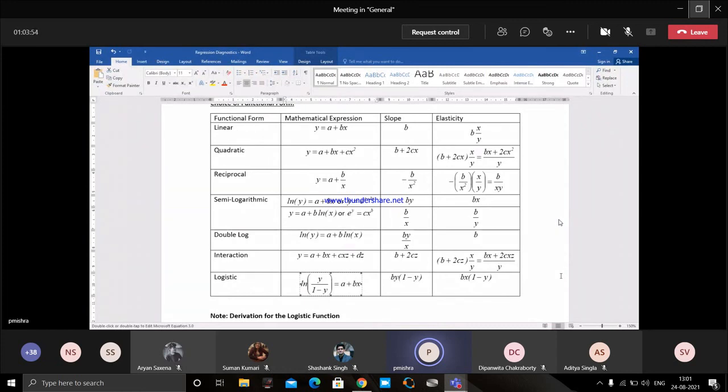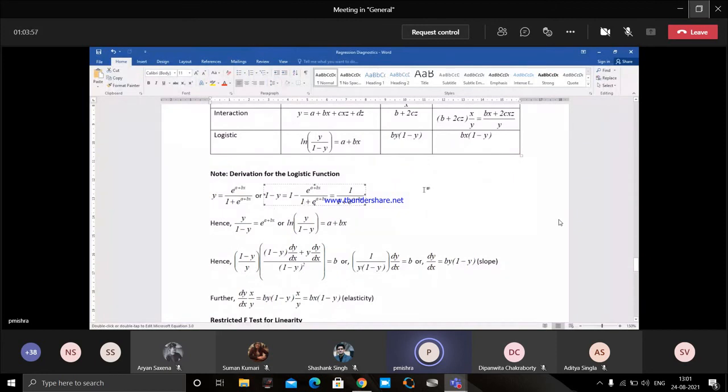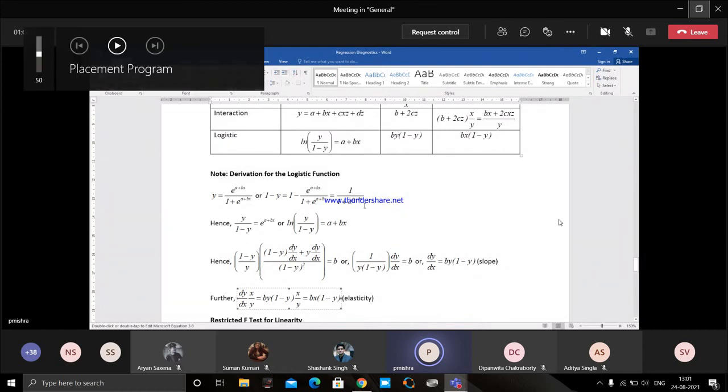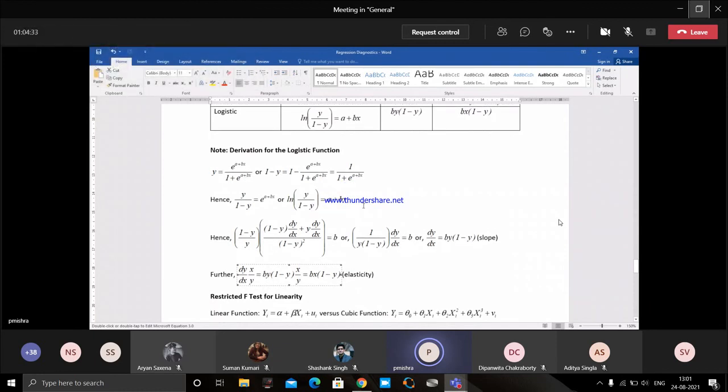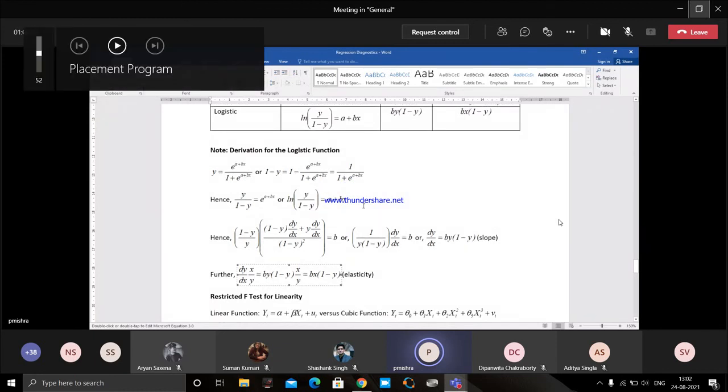And here I just added the derivation for your convenience, and I don't want to repeat that. I'll quickly go through. So this is the function, and we are taking 1 minus y, and this is what we have. So y by 1 minus y is the form, and then taking log on both sides, we have this as the slope and this as the elasticity. And this part I'll add a little more detail, with some example, and upload.